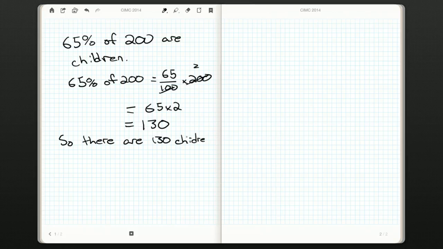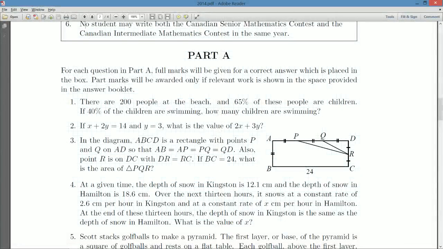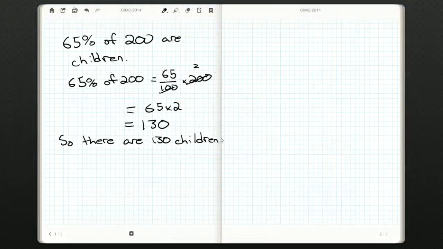What is with me that I'm not spelling children right? Children. Children. Okay.